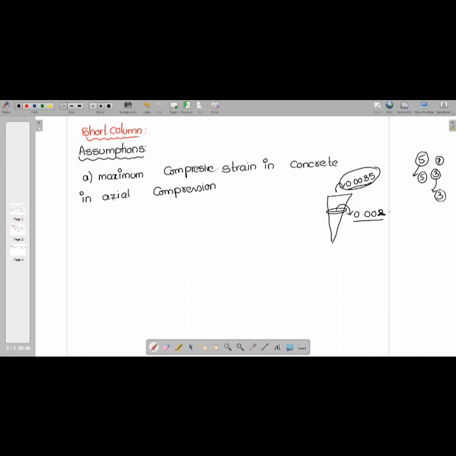Okay. The second example, so see students, here you have to underline: the maximum compressive strain in concrete in axial compression is 0.002. So you can write here, axial compression is 0.002. Agree students?